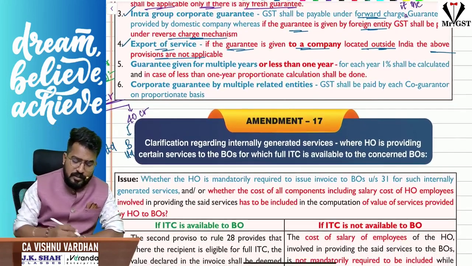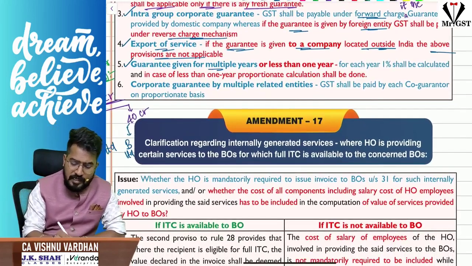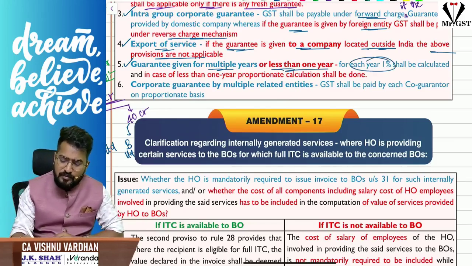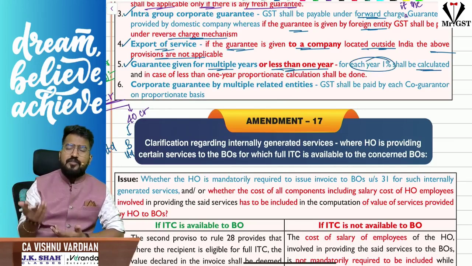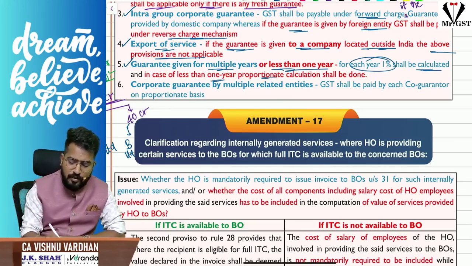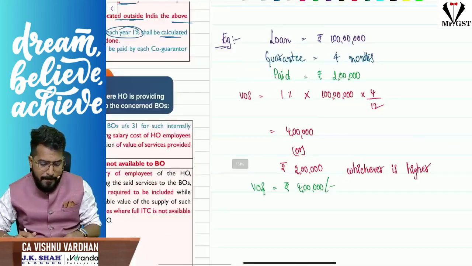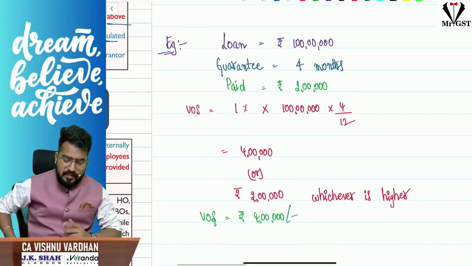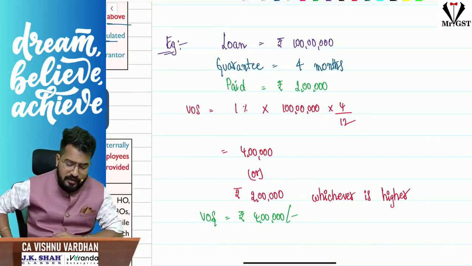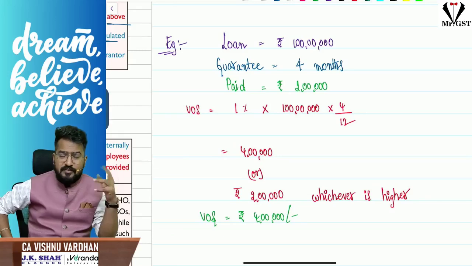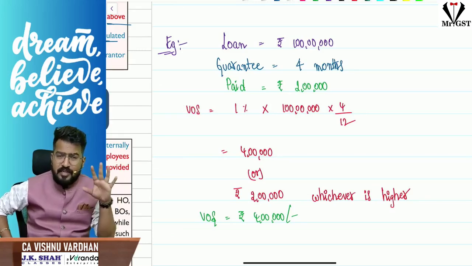Now, sir, what if the guarantee is given for multiple years or less than 1 year? Then obviously, for each year you will charge 1%. In case of less than 1 year, sir, you will go for proportionate calculation. For example, loan amount is 100 crores, guarantee given. We have given a guarantee for a loan of 100 crores and it is for 4 months. And we got a consideration for giving the guarantee of 2 lakhs. This another company got a consideration of 2 lakhs.